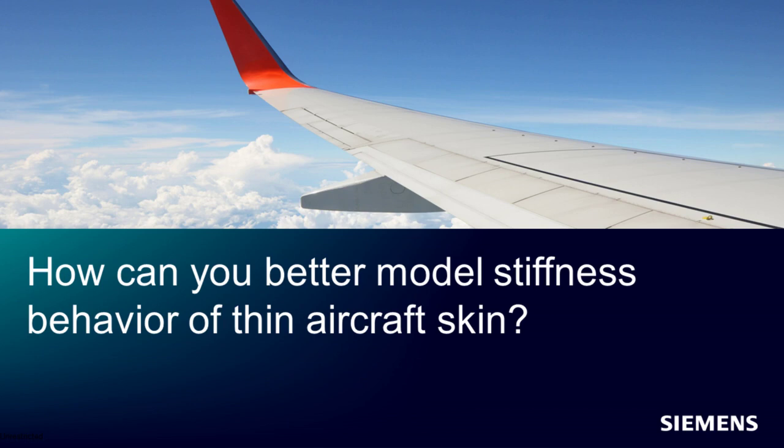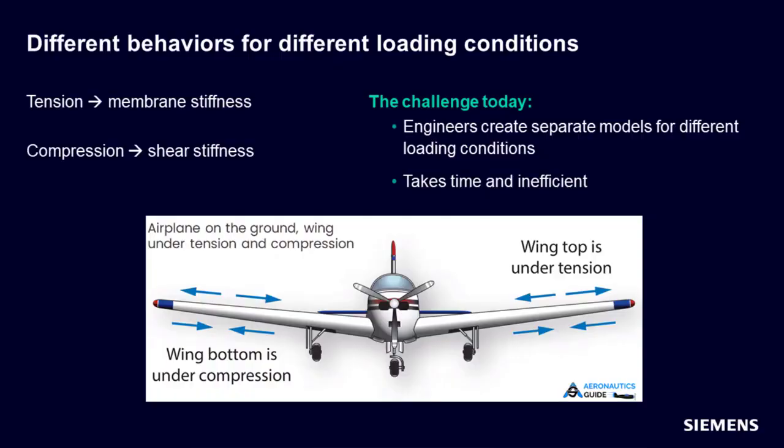Another unique aspect of airframe engineering is that airframe structures have thin skins, which have different stiffness behavior for tension and in compression. In tension, the skin has membrane stiffness, and in compression, the stiffness is primarily from shear. This creates a challenge because current FE element formulations can't handle this. So airframe engineers would need to create different models with different properties to account for all of the different loading conditions.